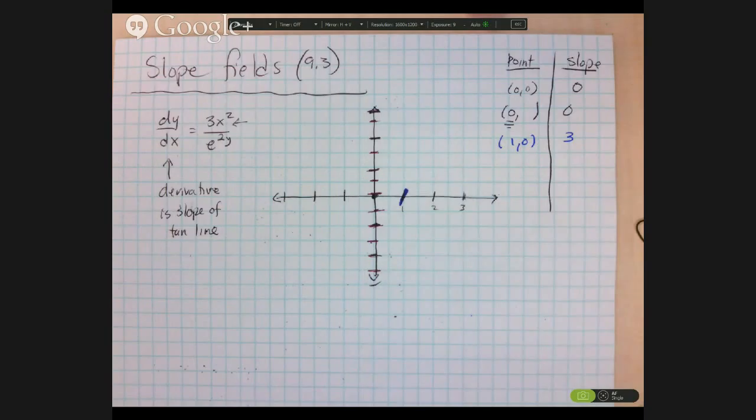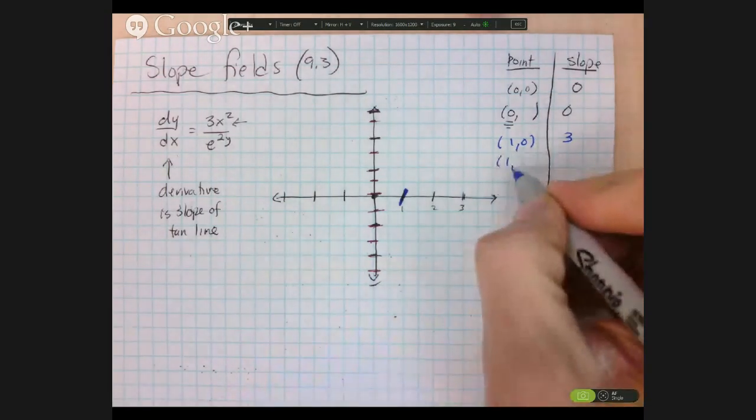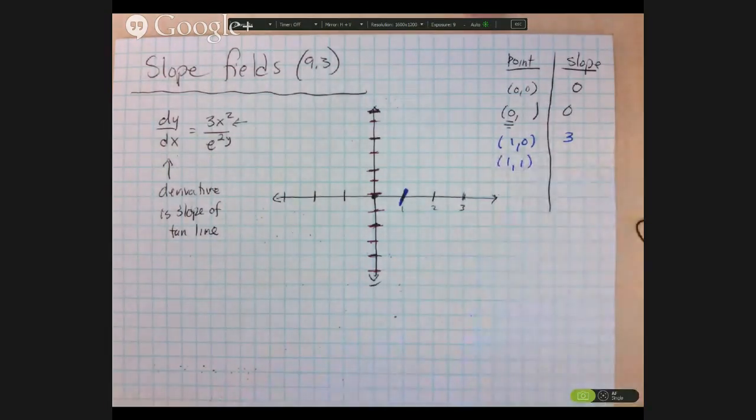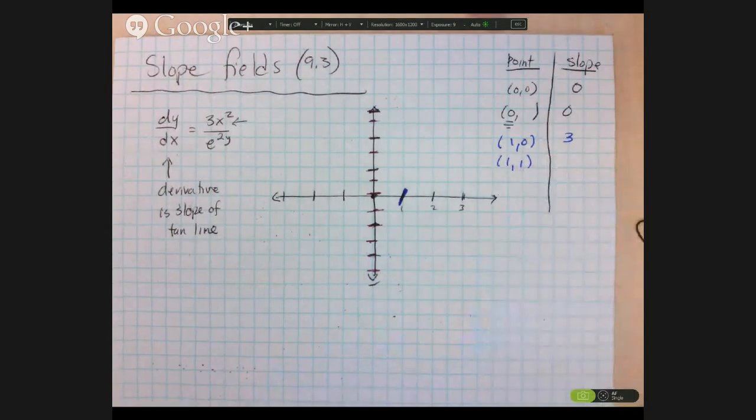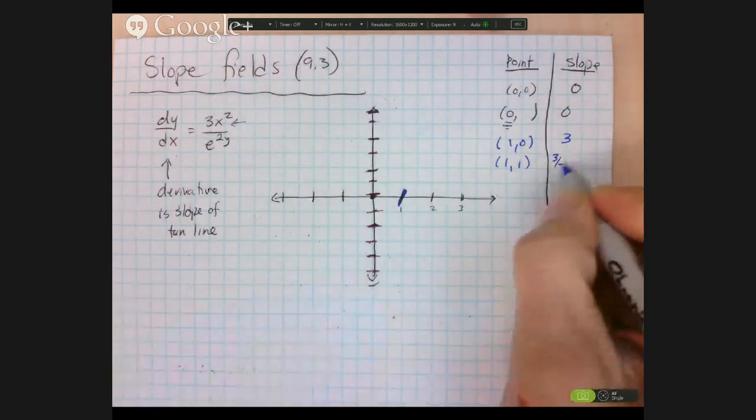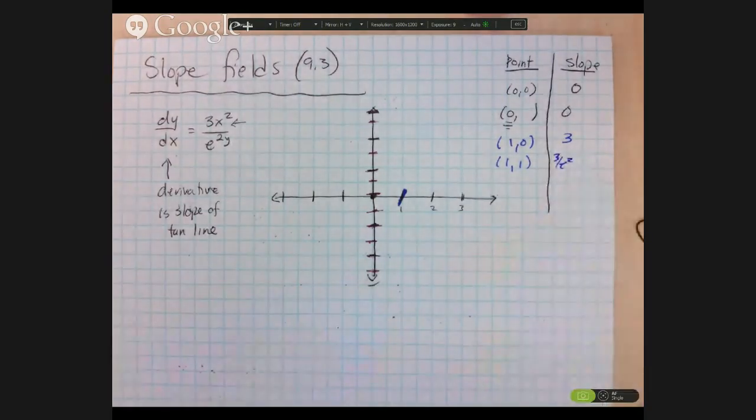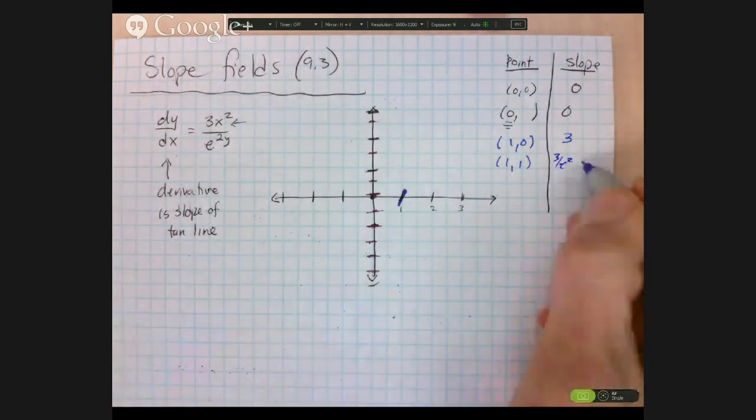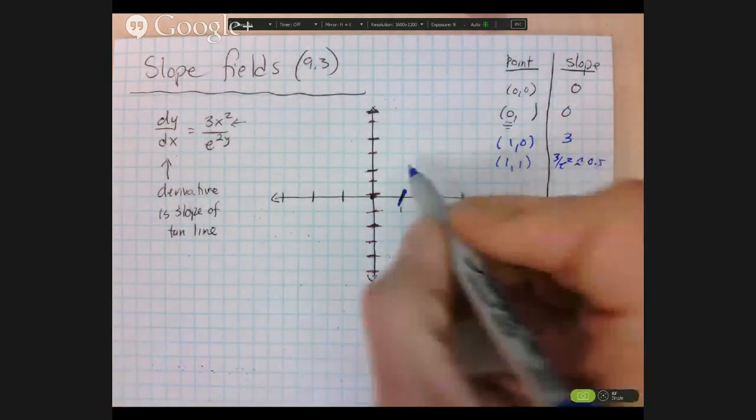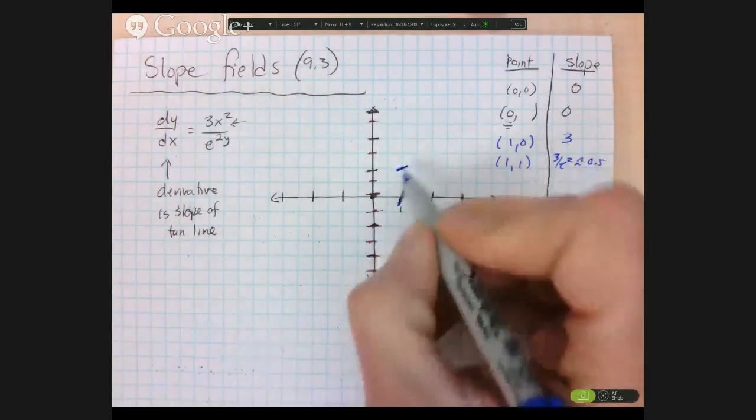Okay. What about 1, 1? Three over e squared, right? Do you know an approximate for that? It's about 1/2, right? So at 1, 1, we put a slope of about 1/2.